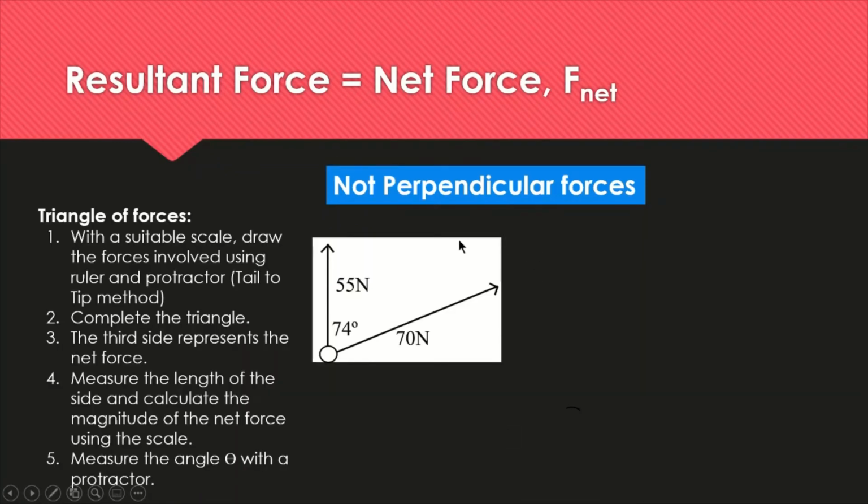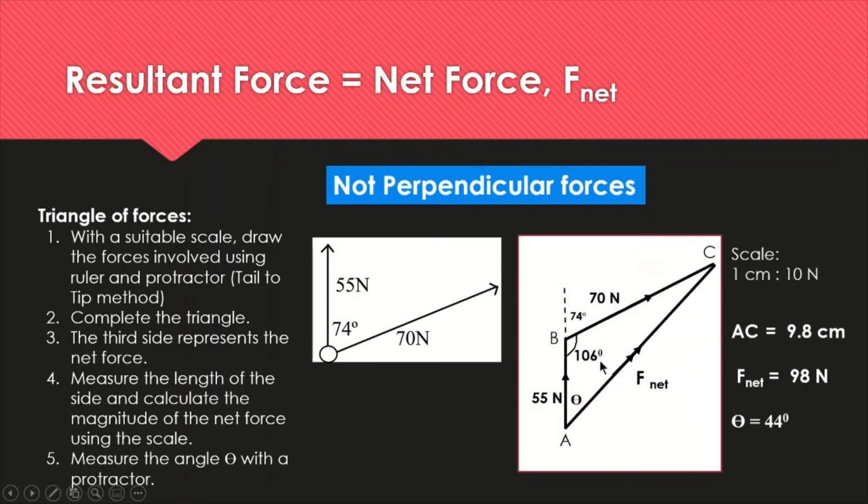Now, if you are given an object acted on by two forces, 70 Newton and 55 Newton at an angle of 74 degrees, and this diagram is not drawn to scale, and we want to find the resultant force through the drawing method, we need to draw a diagram. We choose a suitable scale, and then we draw. First, we draw 55 Newton.